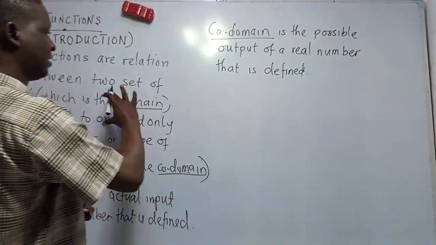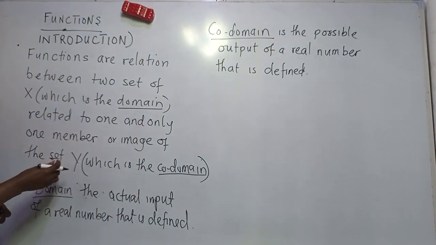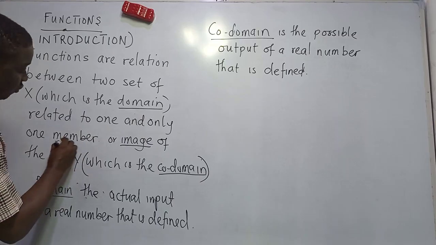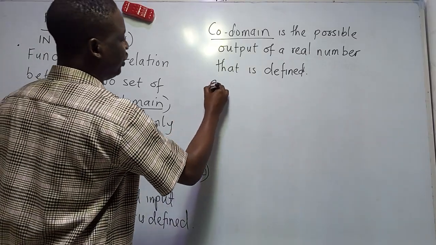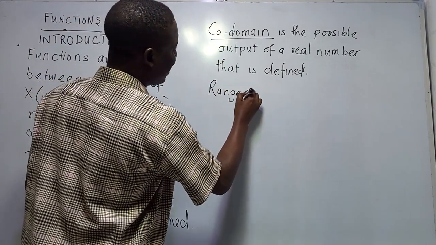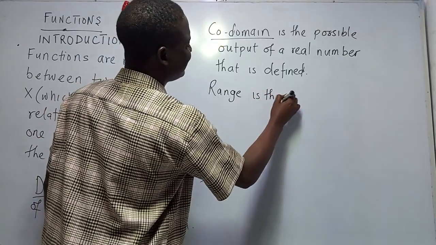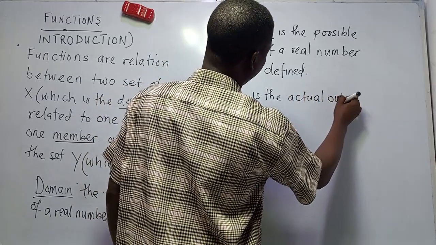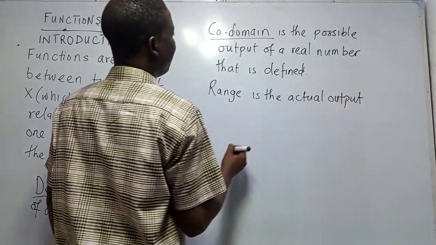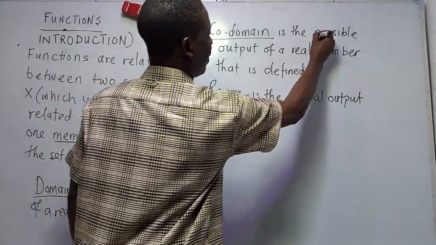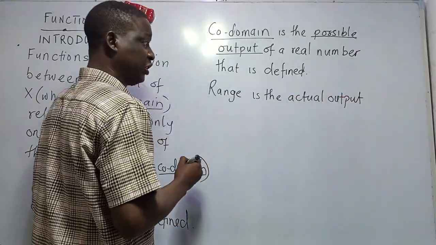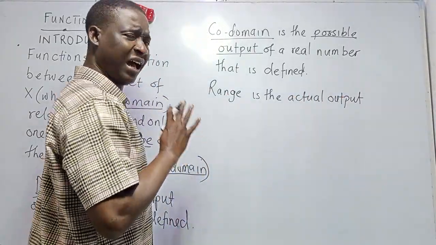Now there is another one that comes up under the image. I mentioned image, or I mentioned members, which we call the range. Now, the range is the actual output. I mentioned output now twice: one is possible output, one is actual output. I will differentiate them. Just listen and you will get it.